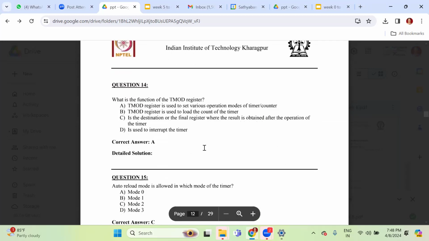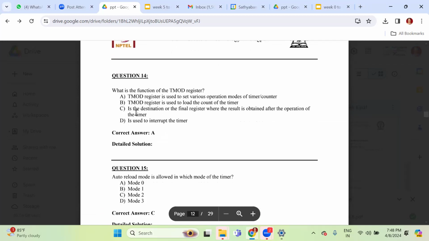What is the function of the TMOD register? We have seen that the TMOD register is used to set various modes of timer control. I can use timer 0 or timer 1, and whether I have to operate in mode 0, mode 1, mode 2 or mode 3, all this will be set by the timer mode register, TMOD. Okay, so that is one thing. TMOD is used to load the count of the timer? That is not set by TMOD. TMOD is used to set the mode of operation only.